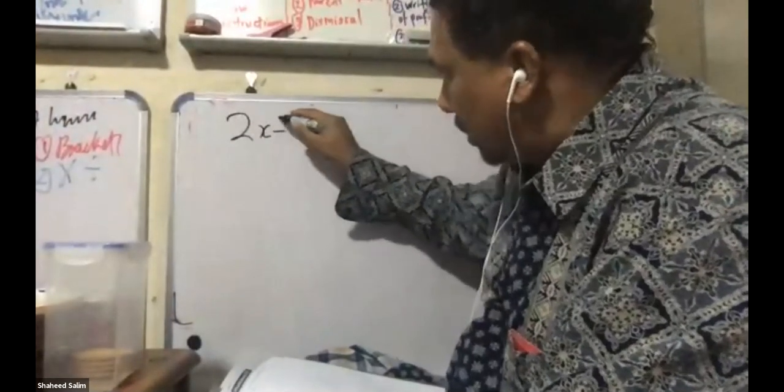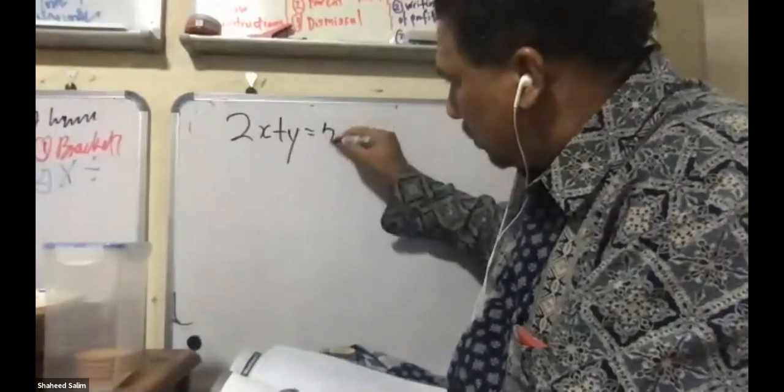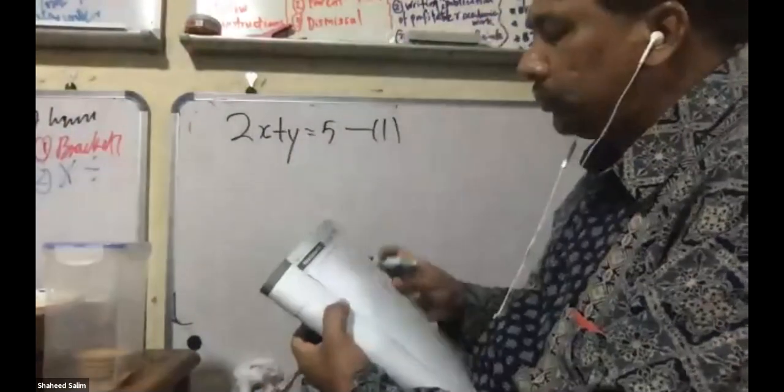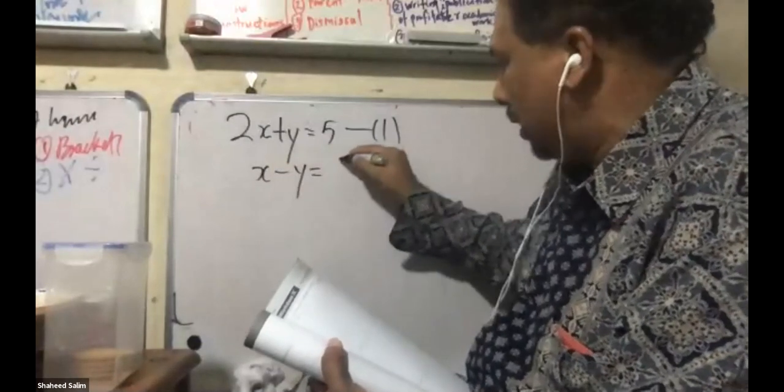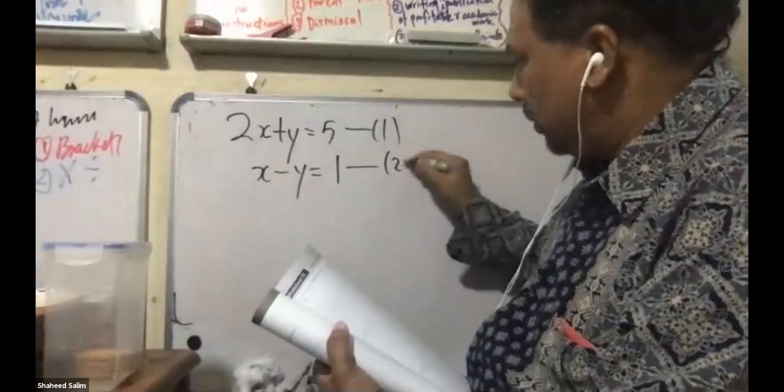2x plus y equals 5. This is equation 1. X minus y equals 1. Inshira, you okay?